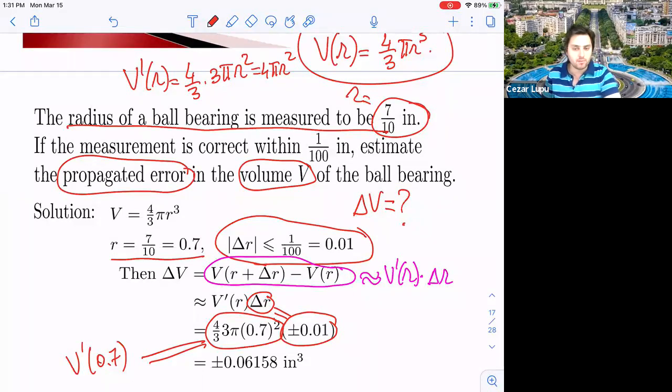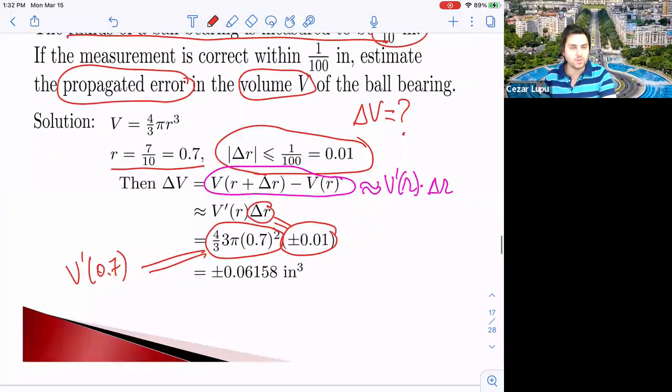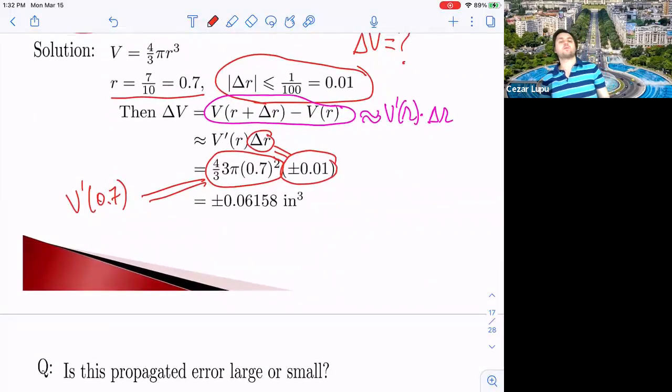We have that by multiplying these two, this will give me, well, depends, maybe plus minus, that's why we take the absolute value, 0.00615 inches cubed. All right, so now let's answer the following question. As you can imagine, we would like to answer the following question. Well, what do you think?